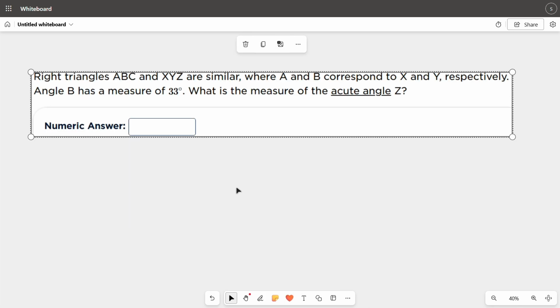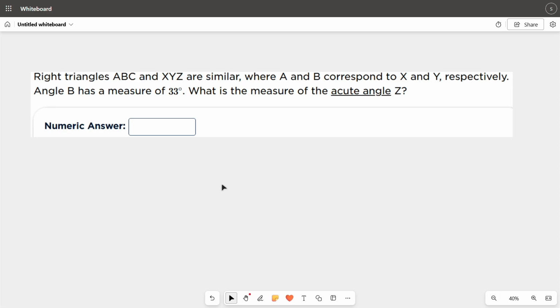Right triangles ABC and XYZ are similar, where A and B correspond to X and Y, respectively. Angle B has a measure of 33 degrees. What is the measure of the acute angle Z? Remember, acute angle.